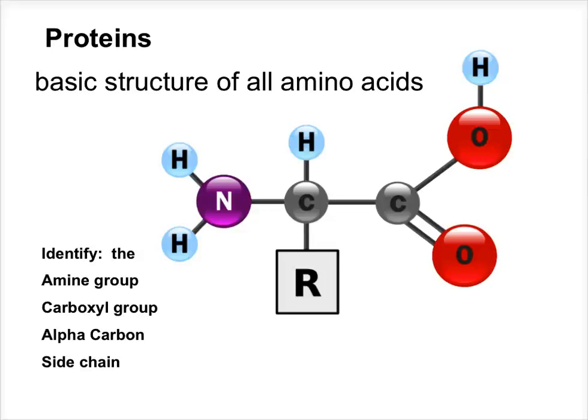Proteins, biological molecule proteins. The basic structure, or the monomer of proteins, are known as amino acids. Here is the basic structure of an amino acid. It consists of an amino group attached to a central alpha carbon, which is then attached to a carboxyl group. Notice the carboxyl group is double bonded to an oxygen and also bonded to a hydroxyl group. This R molecule gives all different amino acids their specific properties based on what is on that side chain.